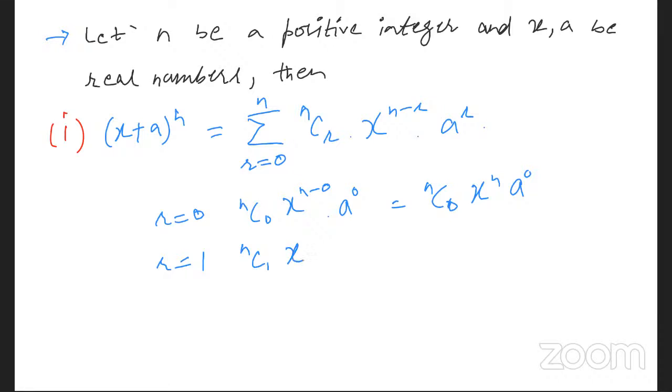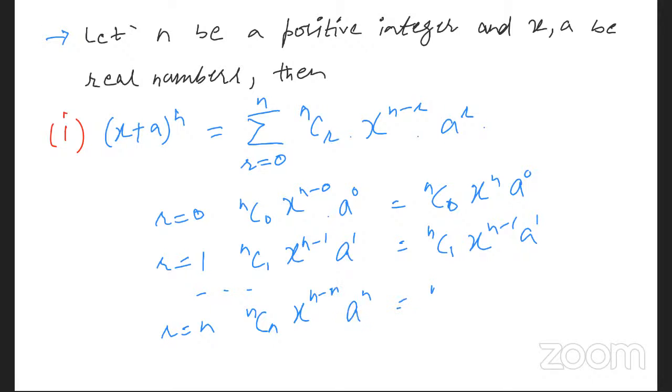NC1 x to the power of n minus 1, a to the power of 1, where NC1 remains the same, and so on. Suppose we take r equal to n, the last term. What will it be? NCn x to the power of n minus n, a to the power of n. So this will be NCn x to the power of 0, a to the power of n.